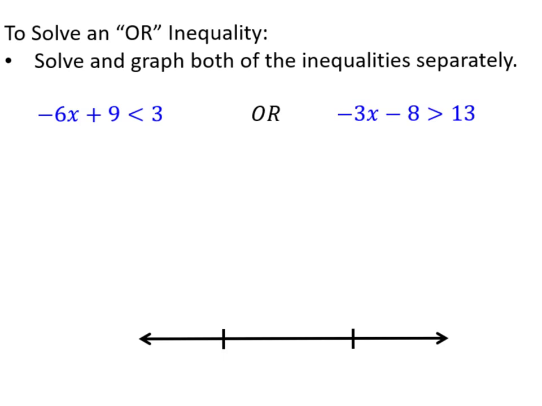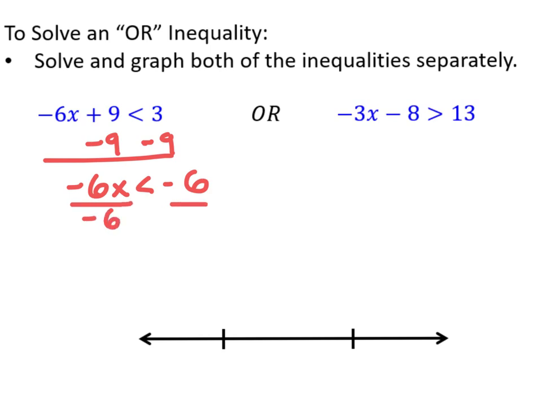To solve an OR inequality, you're going to solve and graph the two inequalities separately. So for the first inequality, in order to solve, I would subtract 9 from both sides, which will give me negative 6x is less than negative 6. Then, to finish solving, I would divide both sides by negative 6, which would give me that x is greater than 1 because, again, remember that since we're dividing by a negative, you have to flip the inequality symbol.